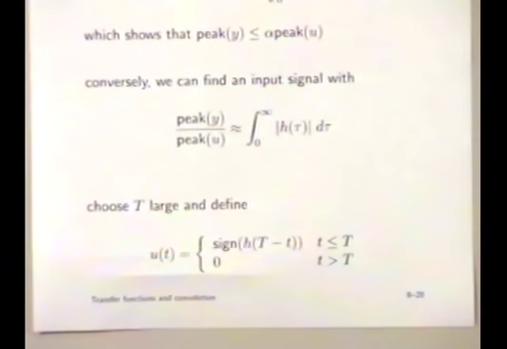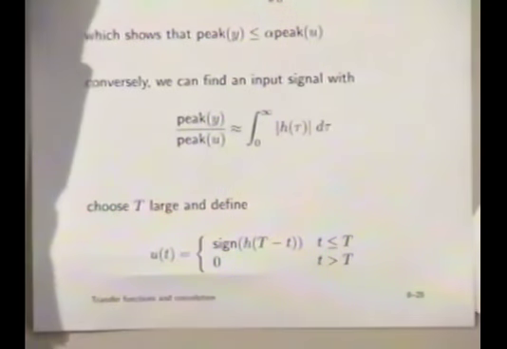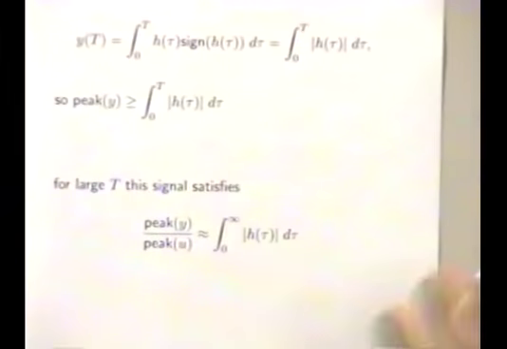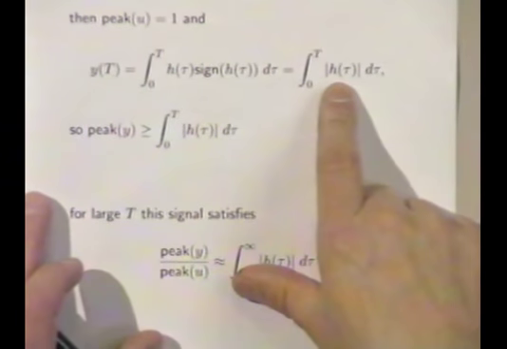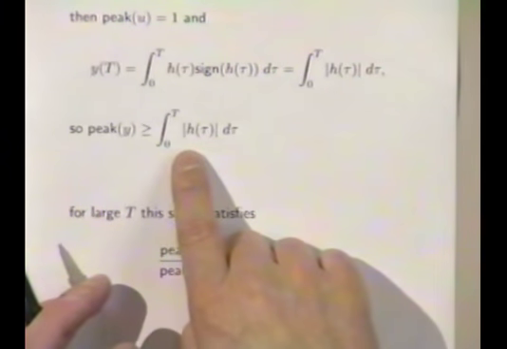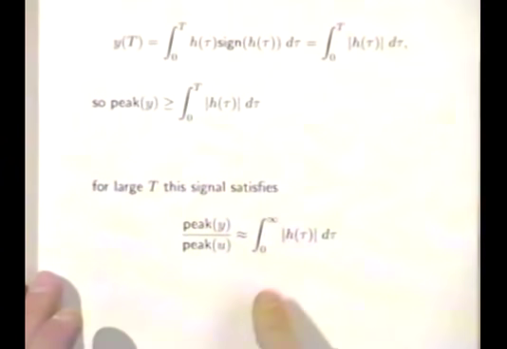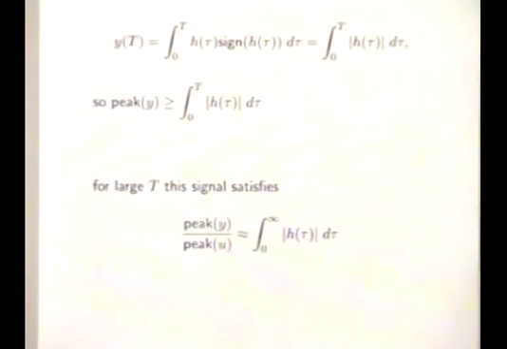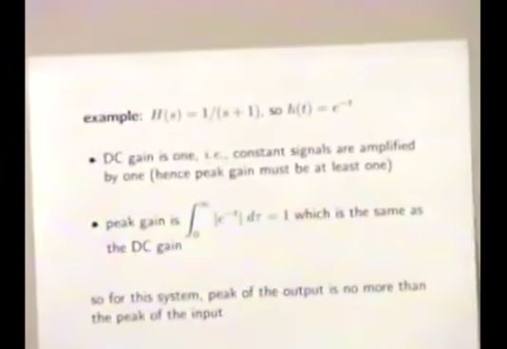If you do this, the peak of u is 1, and if you work out what y of capital T is, it's the integral of the absolute value. And if you pick T large enough, that's very close to the peak, to this thing. So this is the idea. That's the idea of the peak gain. It's actually quite a useful idea, and we'll look at it in a minute to see how that works.